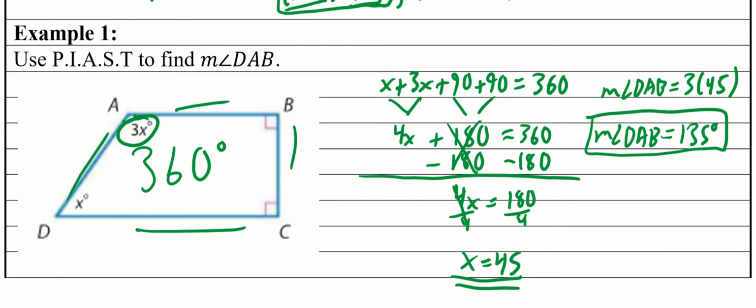Okay, so this is how we use this theorem. We find out what all the angles add up to, and then it's similar to the problems that we saw with triangles. The big difference is that we're not just always adding them up to 180.